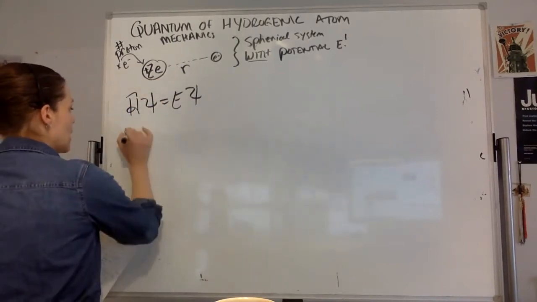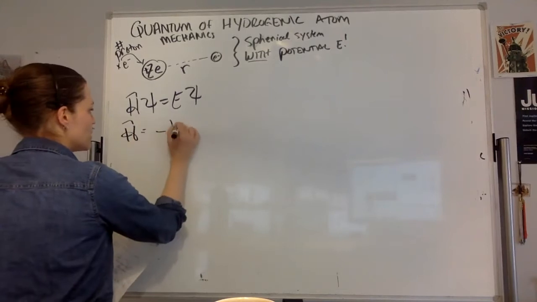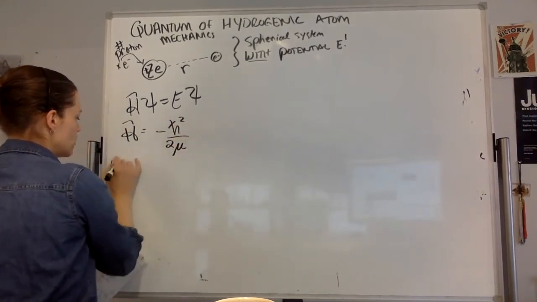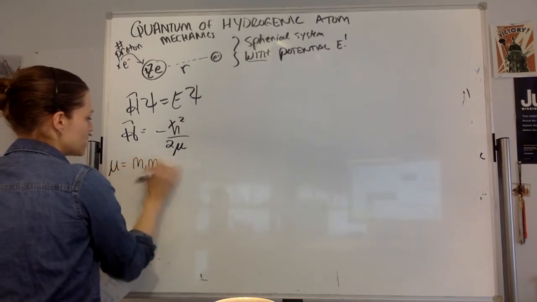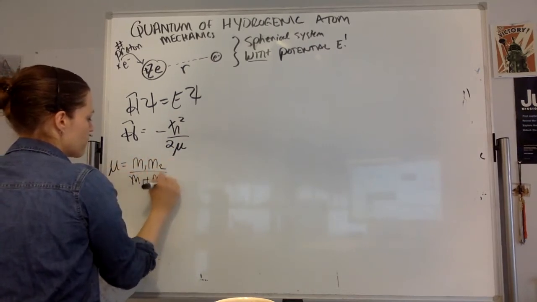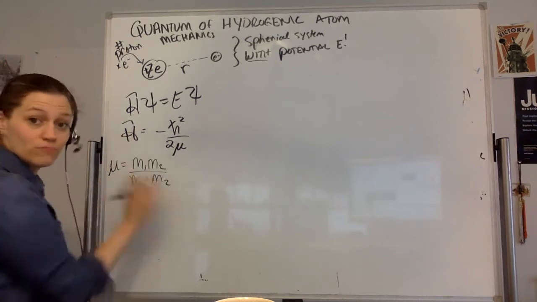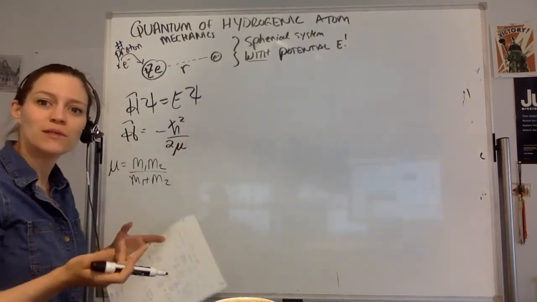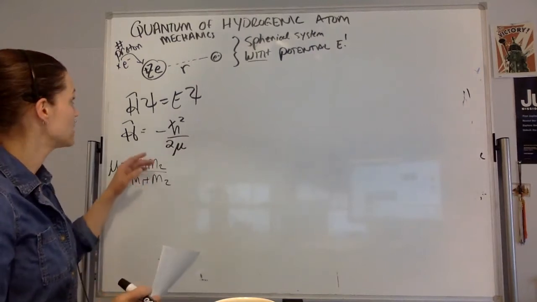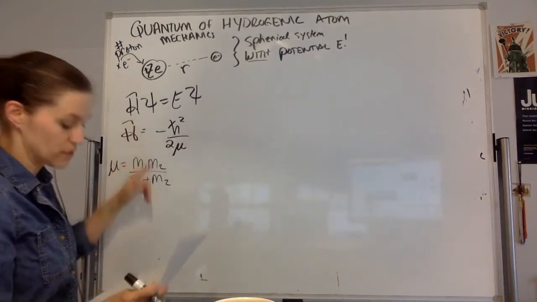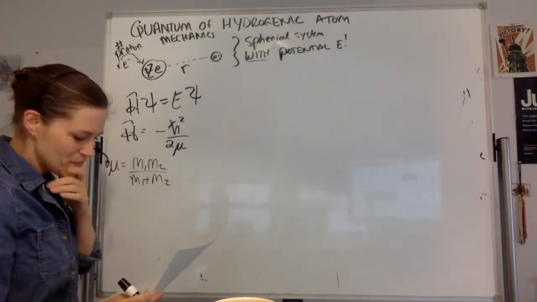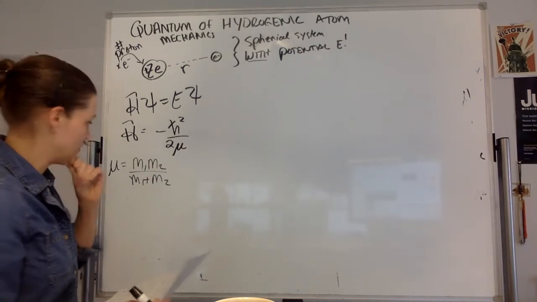So the Hamiltonian is going to be minus h bar squared over 2 mu. Note, mu is the reduced mass. And note, most of the time, the electron is going to be so teeny tiny in comparison to the nucleus that it'll reduce to the mass of the electron, because the mass of the nucleus is so large.